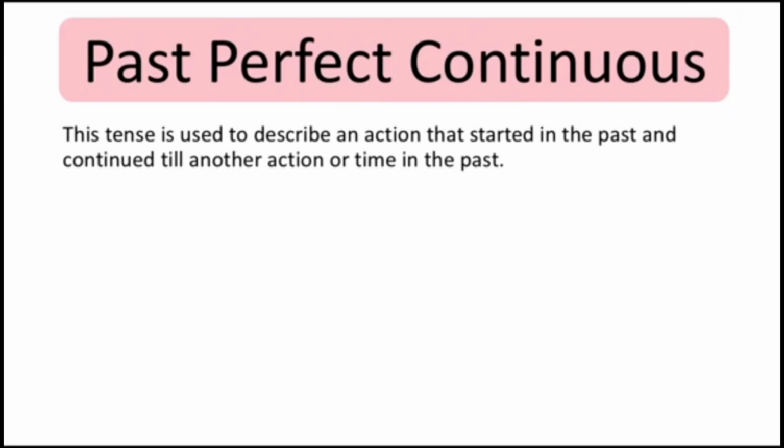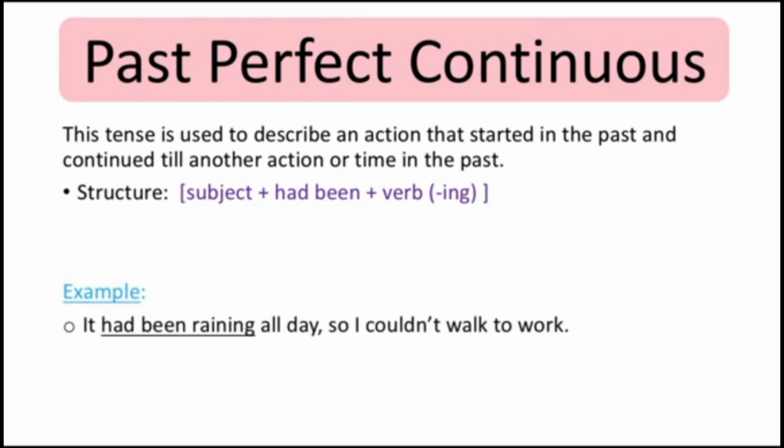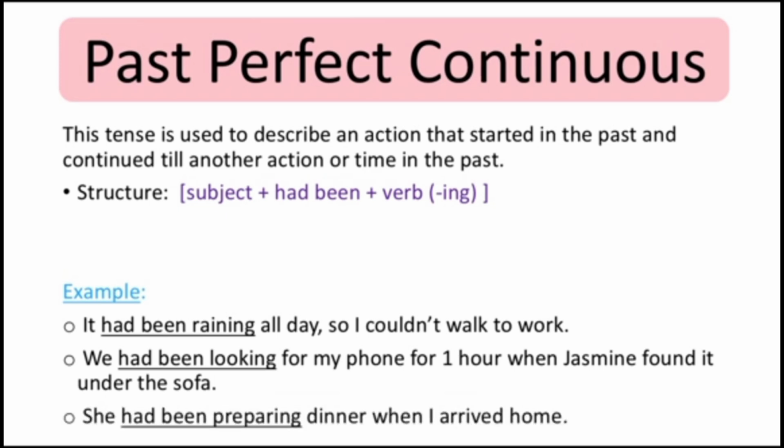Past perfect continuous. This tense is used to describe an action that started in the past and continued till another action or time in the past. The structure is the subject plus had been plus a verb ending in ing. For example, it had been raining all day, so I couldn't walk to work. We had been looking for my phone for 1 hour when Jasmine found it under the sofa. She had been preparing dinner when I arrived home.